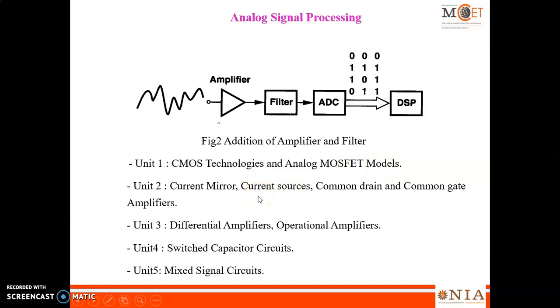In unit 2, we are going to learn about current mirrors, current sources, and common drain and common gate amplifiers. That means the sub-blocks required for processing of analog signals. Then in unit 3, we are going to discuss the design of differential amplifiers and operational amplifiers. In unit 4, we are going to study switched capacitor circuits, and in unit 5, mixed signal circuits.